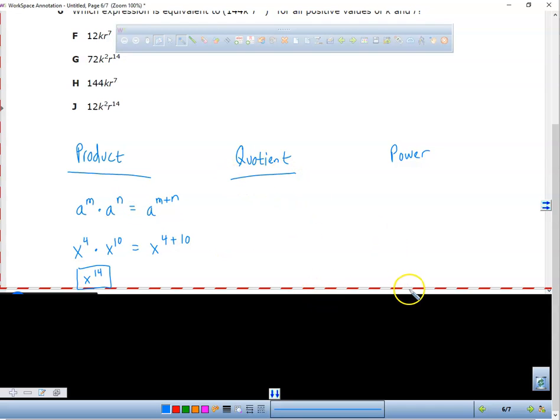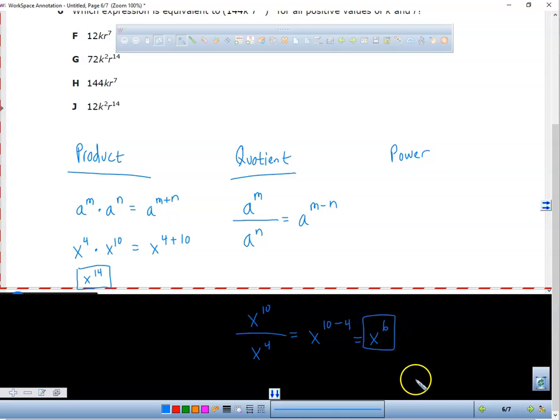Next property, quotient property. If I have a to the power of m over a to the power of n, I am allowed to take those exponents and subtract them. So watch this. If I have x to the power of, say, 10 over x to the power of 4, this would be x to the power of 10 minus 4. Well, what is 10 minus 4? That's 6. That'd be x to the power of 6.